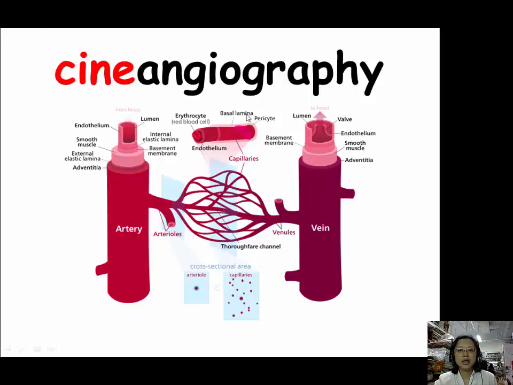Yeah. So cineangiography is we use the fluorescent dye to stain some certain component, and then we use the motion picture technique to record the blood vessels and observe what happened in the blood vessels. So it's called cineangiography.